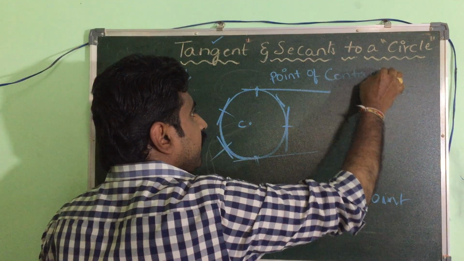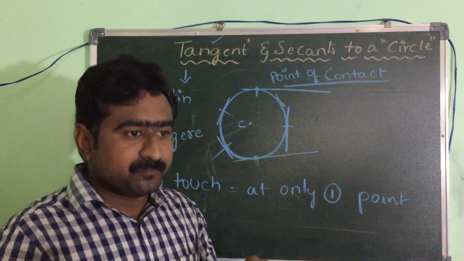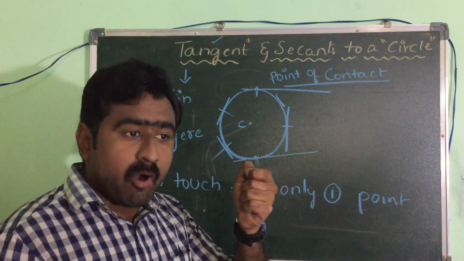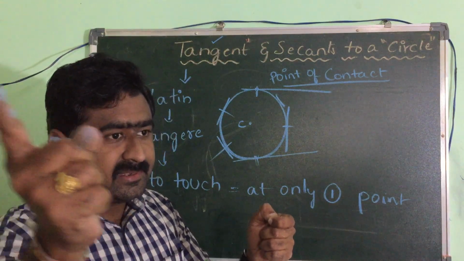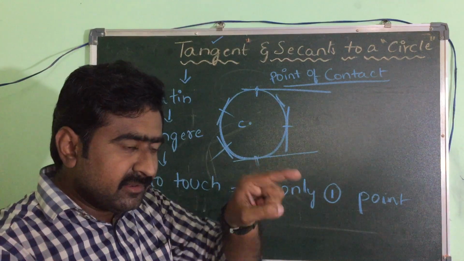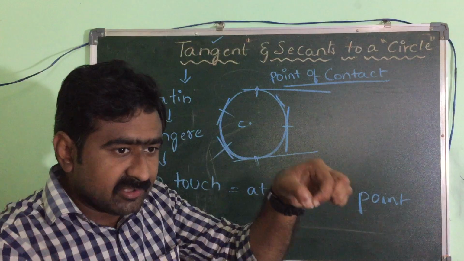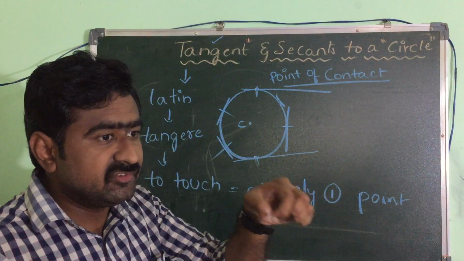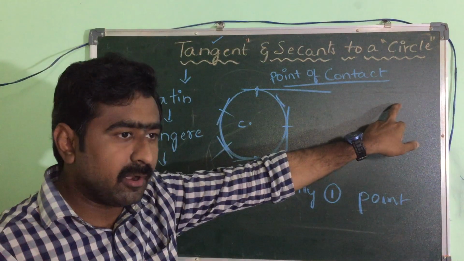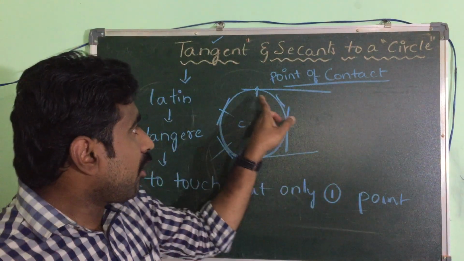We need to understand the word is point of contact. Point of contact is nothing but the point, the common point where the tangent of a circle touches the circle. ఇచ్చిన సర్కిల్ కి బయట నుంచి వచ్చే ఒక టాంజెంట్ సర్కిల్ ఎక్కడైతే టచ్ చేస్తుందో, that common touching point is called point of contact. Got it or not? So point of contact is nothing but the common point.